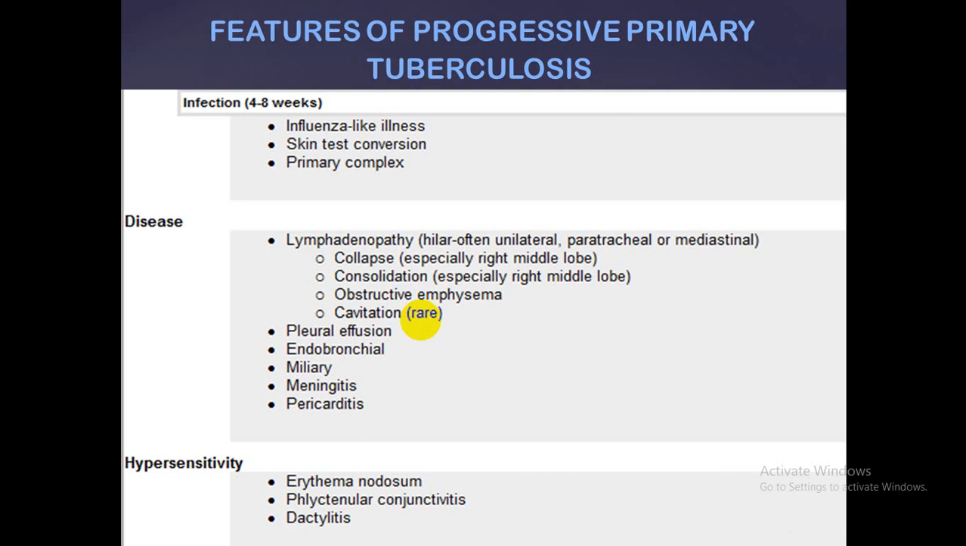As we said a little while ago, it is an influenza-like illness, with skin test conversion to positive and the primary complex present in the lung. The disease progresses to involve the lung, causing lymphadenopathy, hilar collapse, consolidation, emphysema and cavitation, pleural effusion, endobronchial involvement, miliary involvement, meningitis and pericarditis. Hypersensitivity reaction causes pneumonitis, arthritis and even conjunctivitis. So this is the progressive primary disease that we said happens after the primary infection.